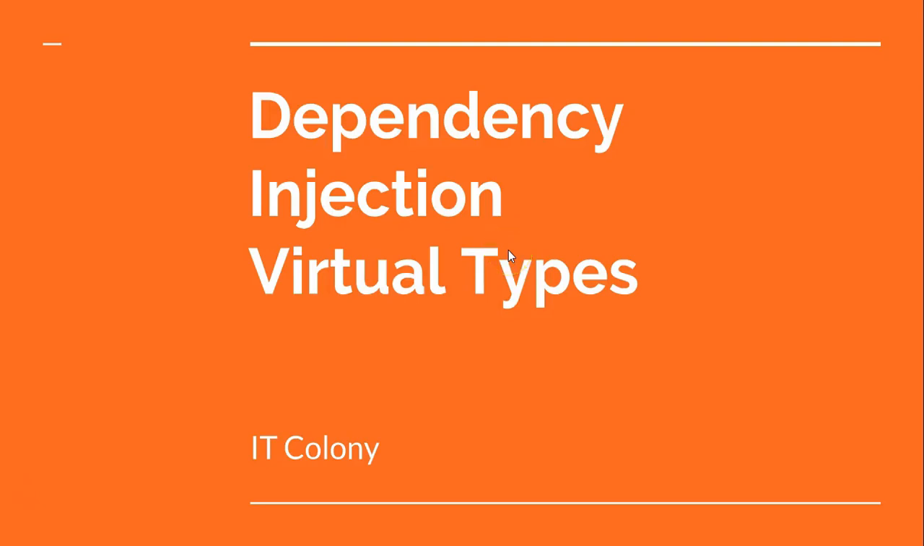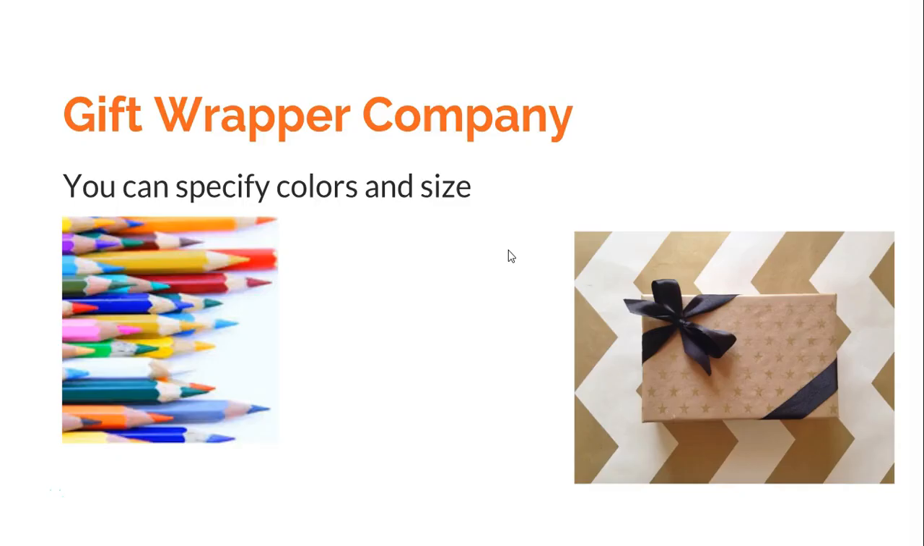In this tutorial, I'll be talking about virtual types dependency injection. So let's get started. We are revisiting our gift wrapper company. As of today, customers can specify colors and size.